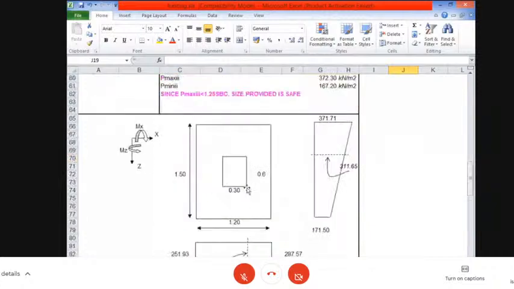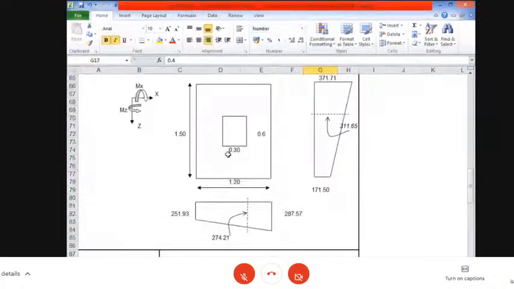So at least that minimum distance would be like this: the thickness, the depth of the footing, is 400 mm. So at least you have to give 400. So 400 plus 300, 700. 700 plus 400, it is 1100.